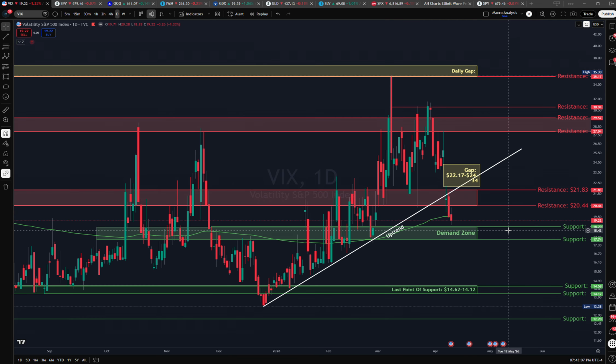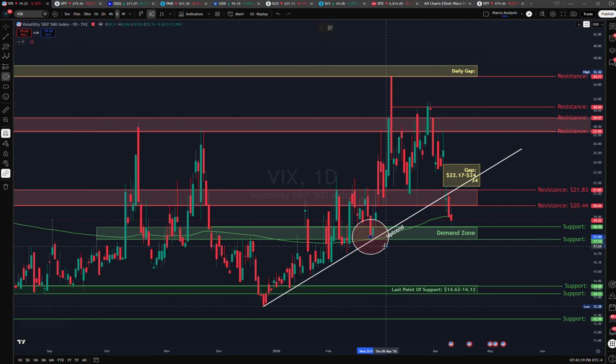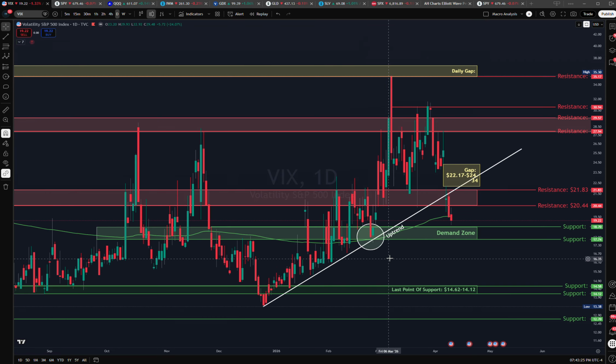Now, the second thing I will be looking at here is that VIX is approaching a demand zone, which means I could expect some sort of bounce, which we saw right over here. This is a key level here, and at this level, I could expect VIX to have some sort of bounce. So I will be paying attention when VIX comes down within this level. And if VIX is at this level, that is not a level I want to go ahead and jump into a short position for SPY or QQQ.